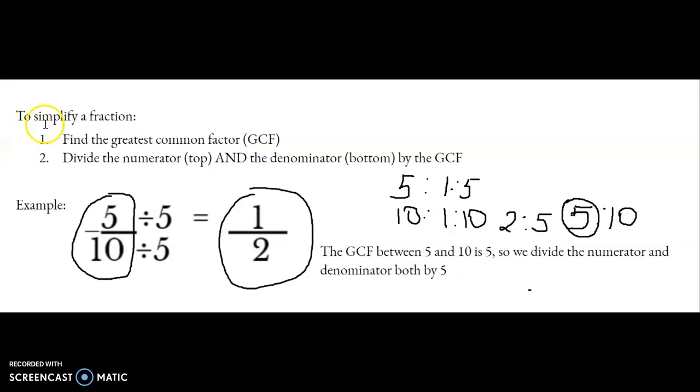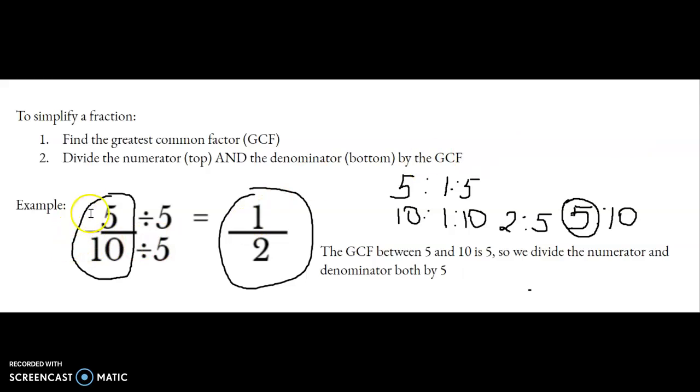To simplify a fraction, the first step is to find the greatest common factor, and then divide the numerator, the top number, and the denominator, the bottom number, by that greatest common factor that we found. The greatest common factor is a number that can divide both the numerator and the denominator. And it should be a whole number. It depends on the numerator and the denominator that we have.